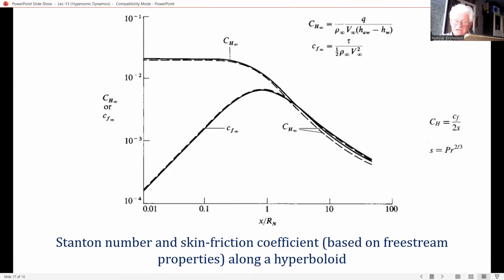And we can state that Reynolds analogy becomes approximately, in our case, CH over CF equals 1. The point here is that Reynolds analogy is greatly affected by strong pressure gradients in the flow, and hence loses its usefulness as an engineering tool in such cases, at least when CH and CF are based on the free stream quantities as shown in this figure.